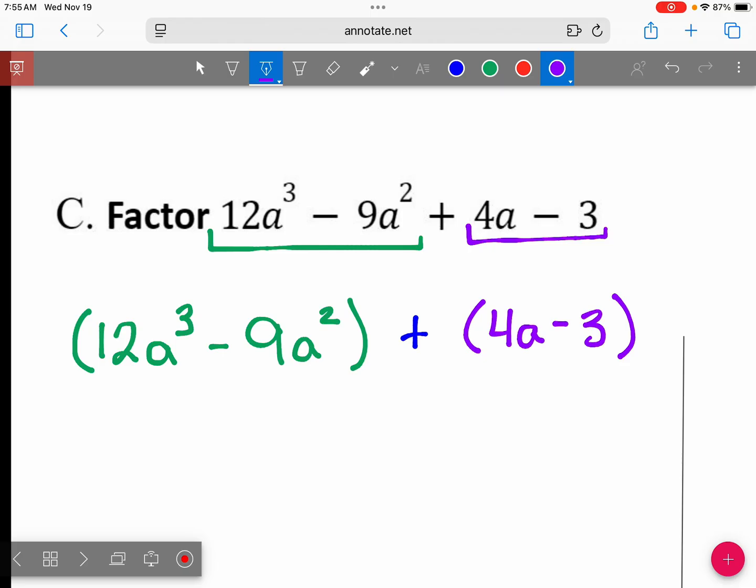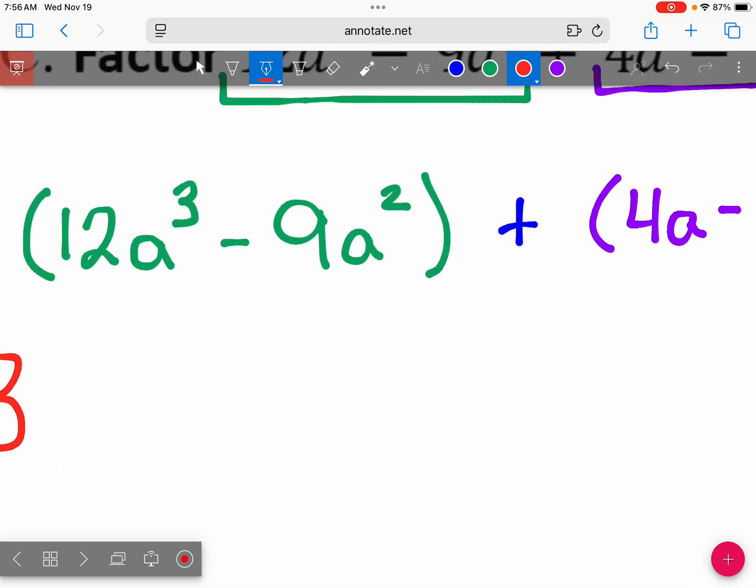So we split them up into pairs. Looking at just this left one, this green one, 12a cubed minus 9a squared, what do we have as a GCF? 12 and 9 have a 3 as a common factor. They're both divisible by 3. So I could write this as 3. They both have a's, and in fact, the smallest a that they both have is an a squared. So I can take that out as our common factor.